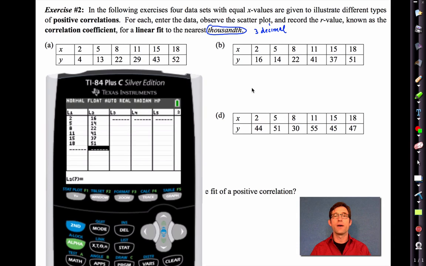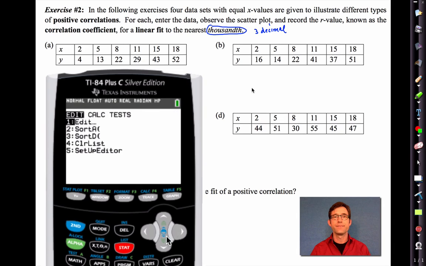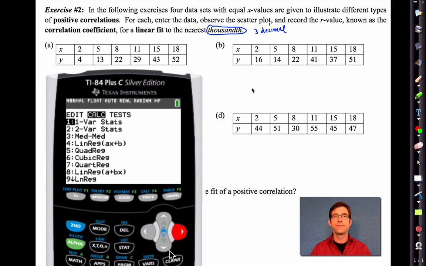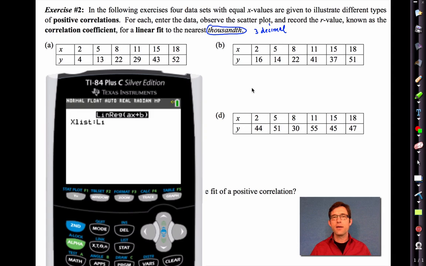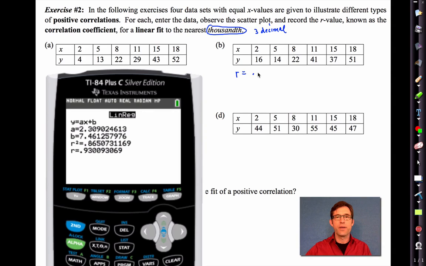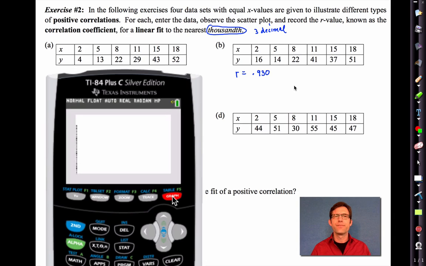All right, let's hit the Stat button. Let's go down to linear regression again. Let's hit Enter. And again, just watching my rounding a little bit there, I'm going to have R equals 0.930. All right. Now, what's great is our stat plot is completely set up already. We've got a good window. So all we have to do is hit the graph button now.